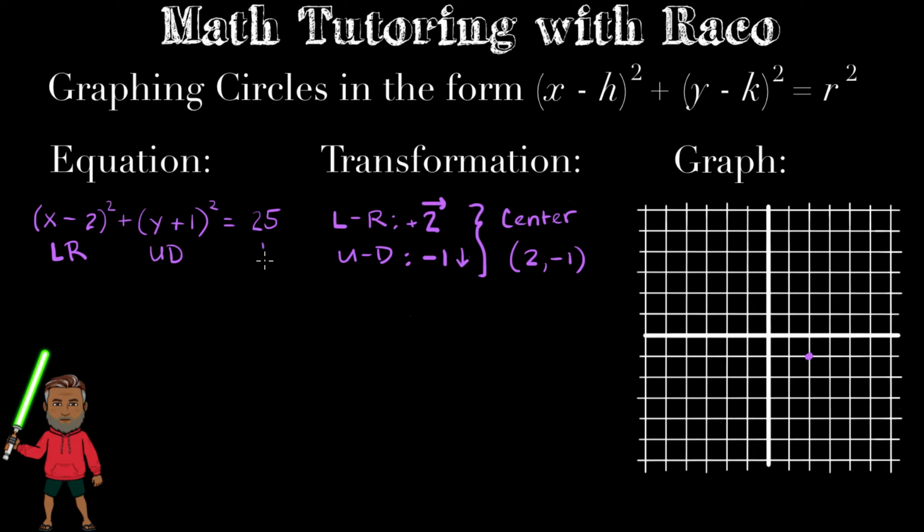Next, we need to look at this part. This is going to tell us our dilation. That's the general understanding of what's going on, but the specifics for the circle is that this is our r to the power of 2.